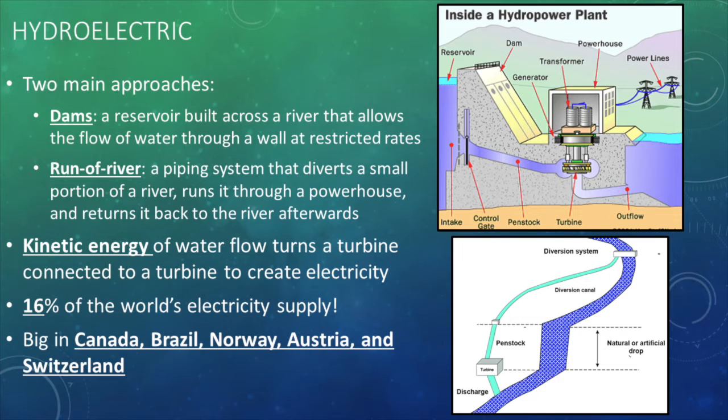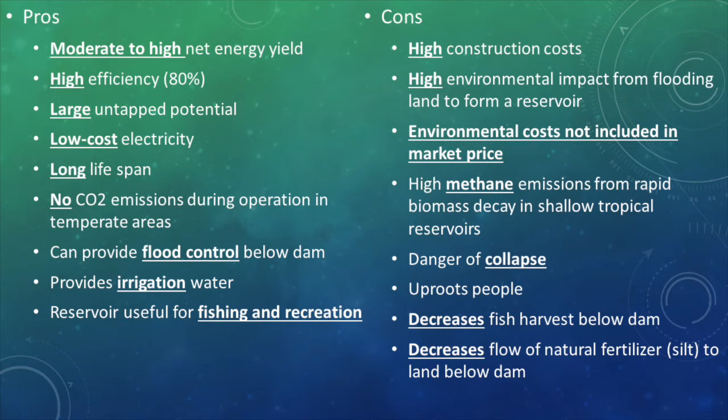As the reservoir water passes through the dam, it turns the blades of turbines, which causes a generator to generate electricity. Hydropower accounts for 16% of the world's electricity production and is currently providing a large amount of energy for Canada, Brazil, Norway, Austria, and Switzerland. Now, what are the pros and cons of hydroelectric power? First, we have a moderate to high net energy yield. It's very highly efficient. Most sources say it's about 80% efficient. There's a large untapped potential.